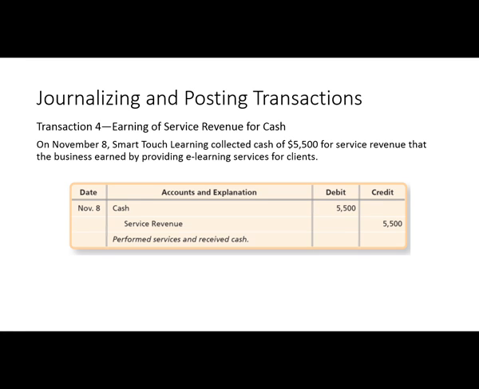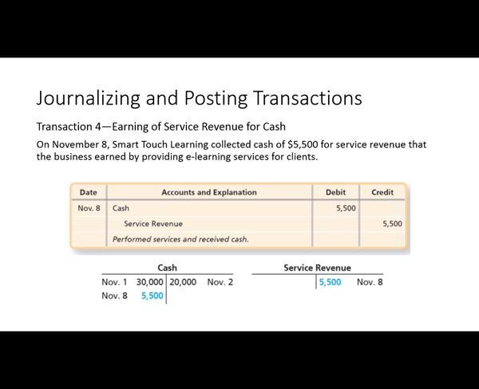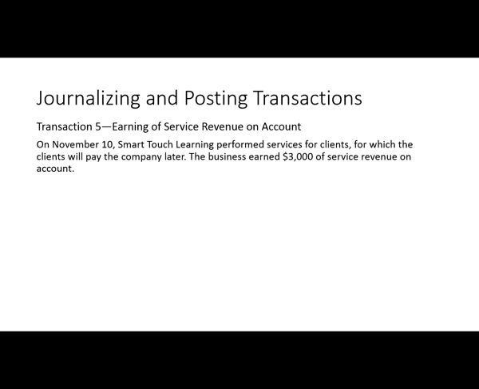The debit to cash, because cash increased, and revenues also increased. Revenues have a natural credit balance. And so you can see we're increasing cash in our cash T account by $5,500, and we're increasing revenues in our revenue T account also by $5,500.